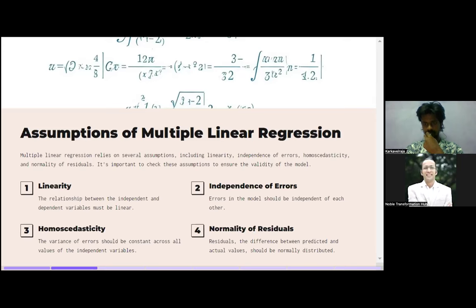So linearity is the relationship between independent and dependent variables, which must be linear. That is the first assumption. Then we have independence of errors. Errors in the model should be independent of each other. They should not be dependent. That is another assumption, independence of errors.